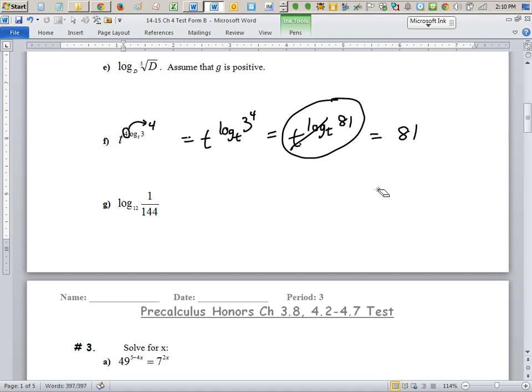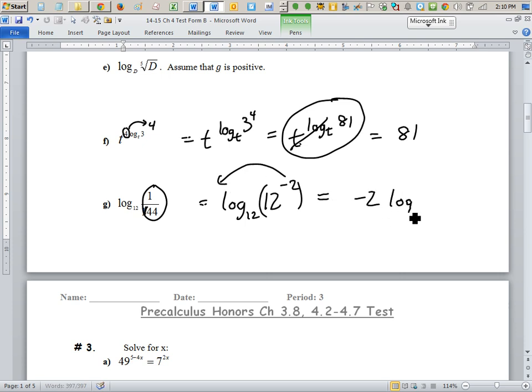Those are inverse functions. Okay, this next one, you can rewrite this as 12 to the minus 2. So log base 12 of 12 to the minus 2, also known as 1 over 144. And you can move the negative 2 in front, and log base 12 of 12 is 1. Okay, so the answer to this one's 81. The answer to this one was 1/5. The answer to this one is negative 2. And let's go on to the next page.